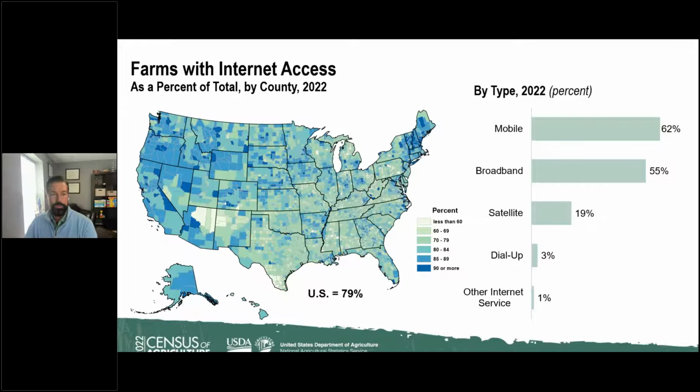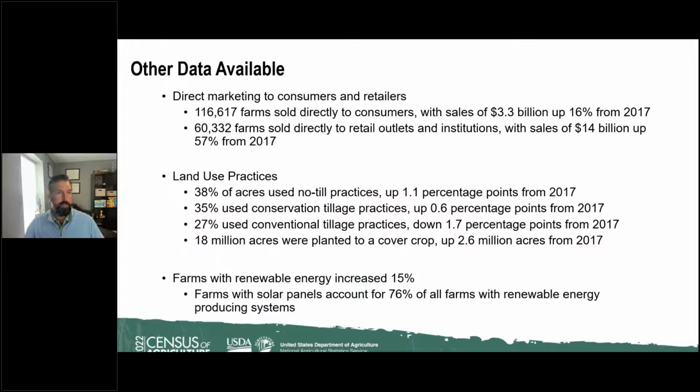A few additional items include, next slide, over 116,000 farms sold directly to consumers with sales totaling over $3 billion. Over 60,000 farms sold directly to retail outlets and institutions with sales of $14 billion.